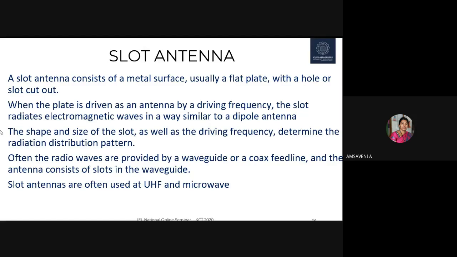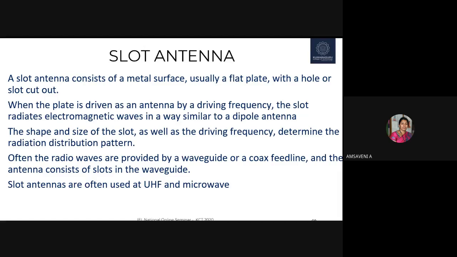Generally a slot antenna is complementary to your dipole antenna. Your dipole antenna will have a conducting material surrounded by free space. And your slot antenna is nothing but a conducting sheet, and inside that sheet you will remove a portion. For example, you will make a rectangular slot, or a square slot or circular slot in that conducting sheet. So a slot is a vacuum surrounded by conducting material.